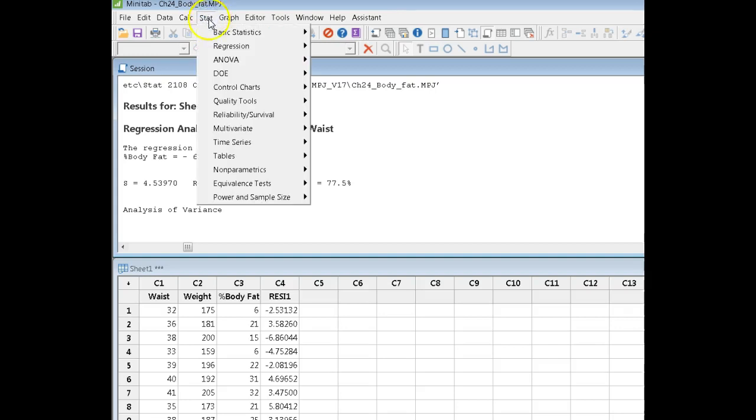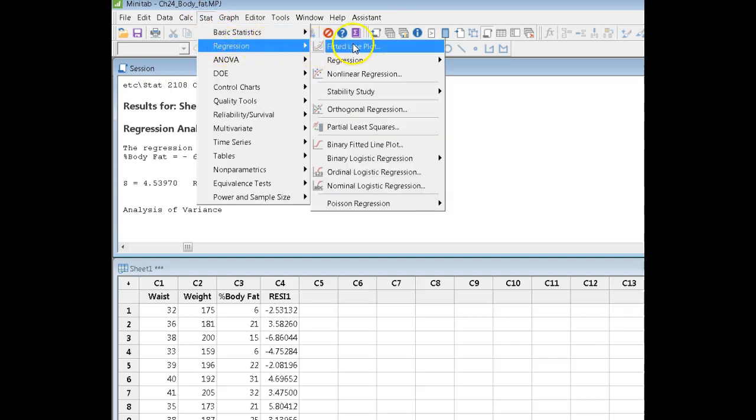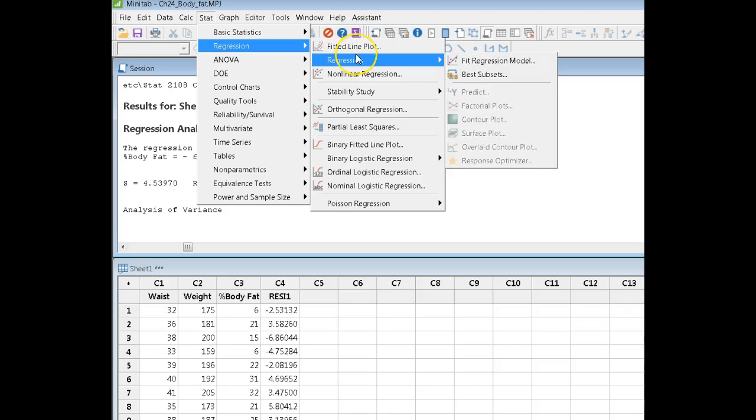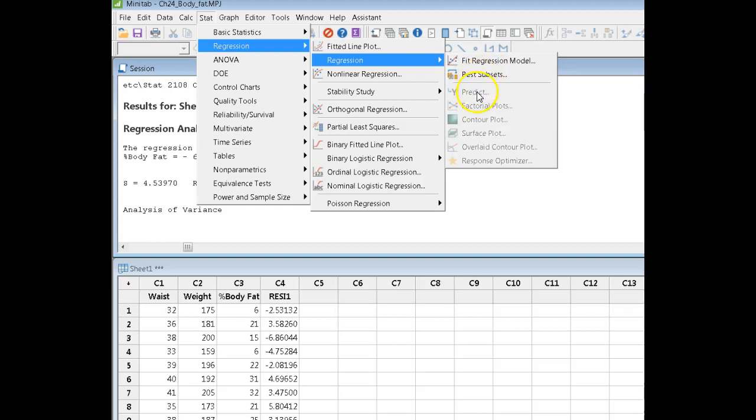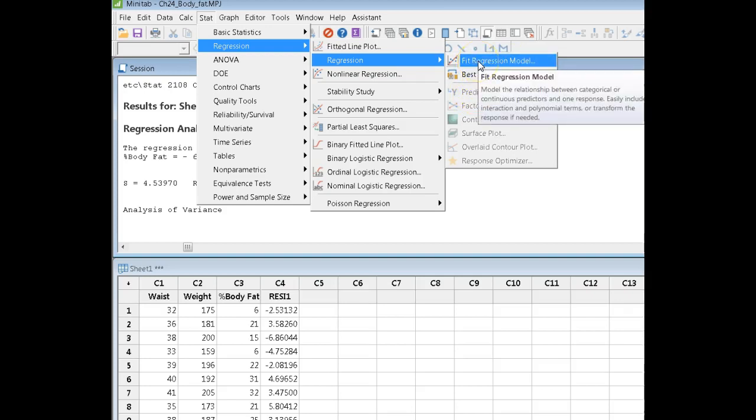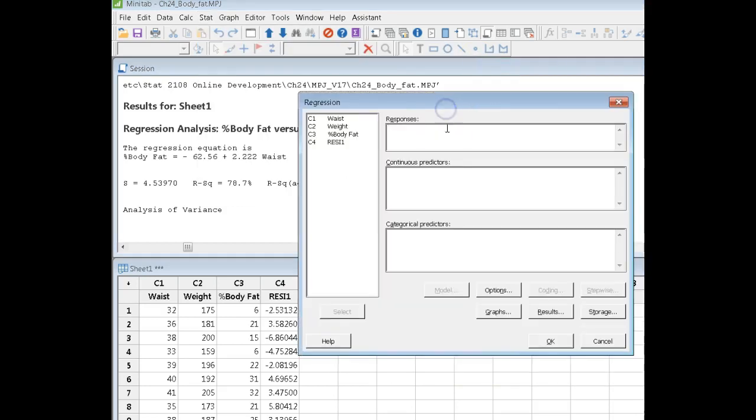So under the Stat tab, we go to Regression, and I think I may have showed you this earlier, in chapter 7 or something, there's a video. You go to Regression, and you want to choose this one that says Fit Regression Model. Notice down here, Predict is not available to me, and it won't be until I put something in the model. All right, this baby opens up.